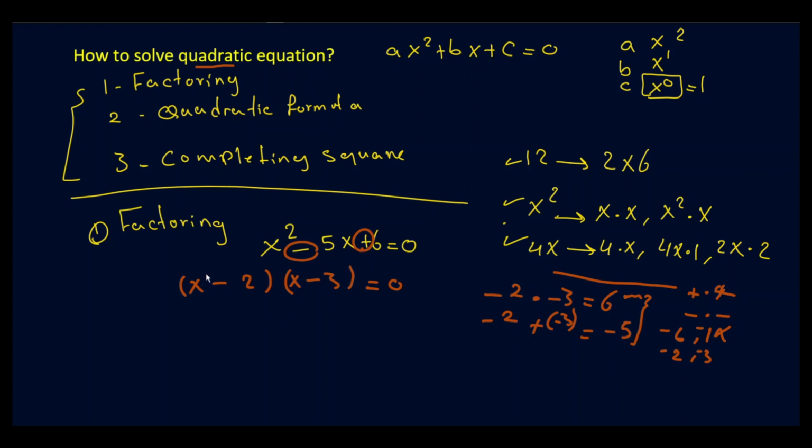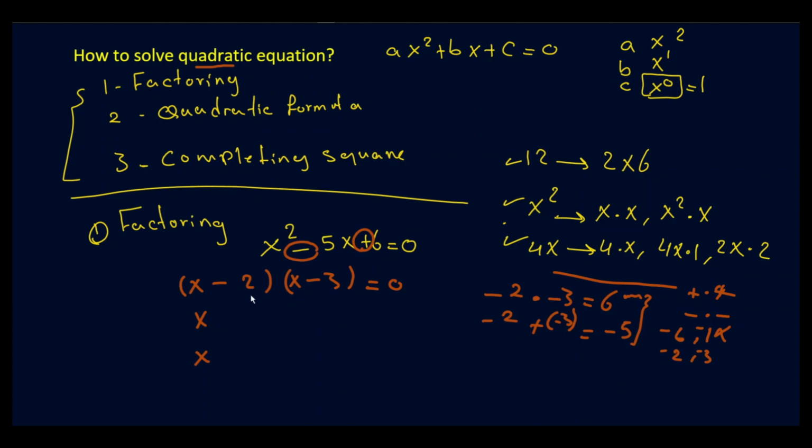Since the highest power is 2, we are not dealing with x to the power 3. If we were dealing with x to the power 3, then we would have 3 results. But since we are dealing with x squared, we're going to have 2 results. Let me say this first also.